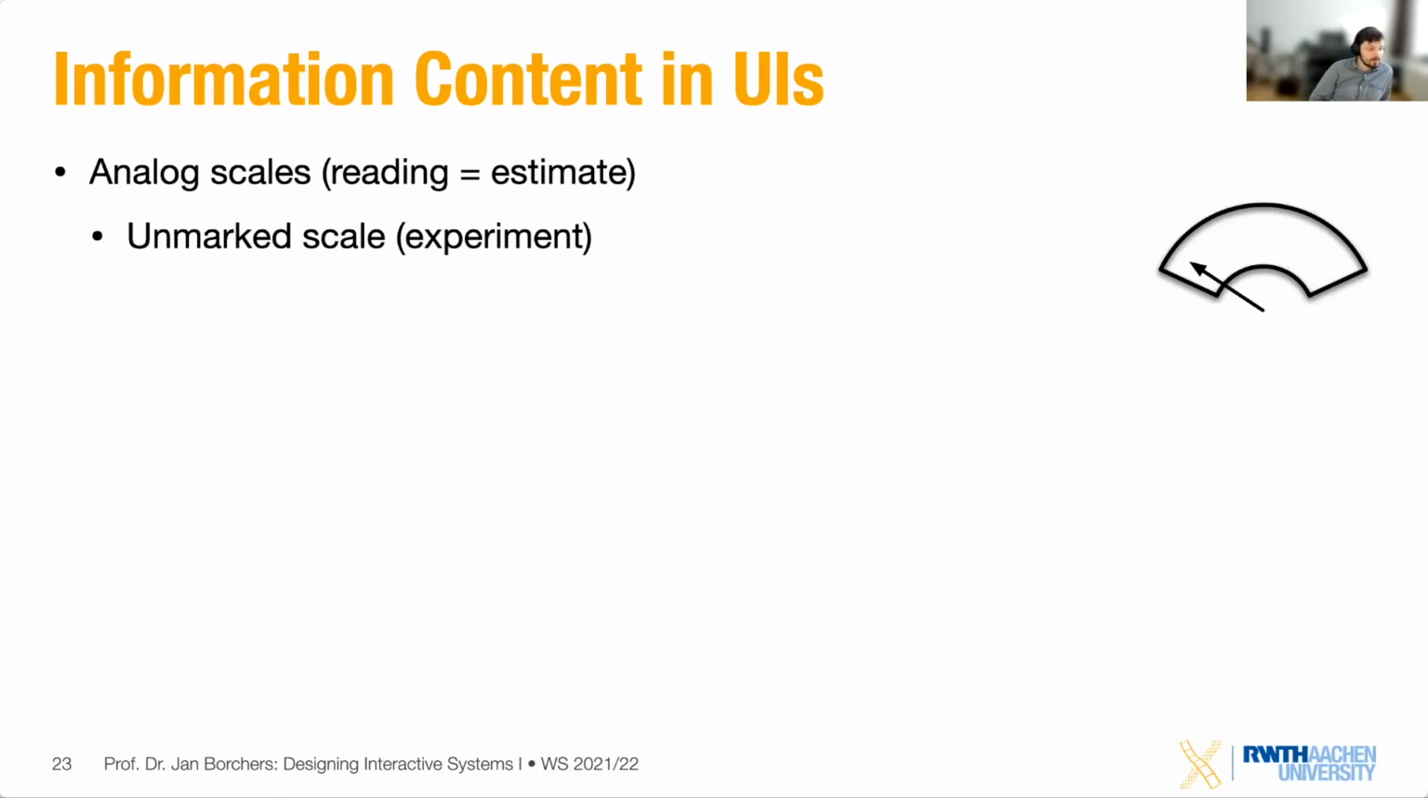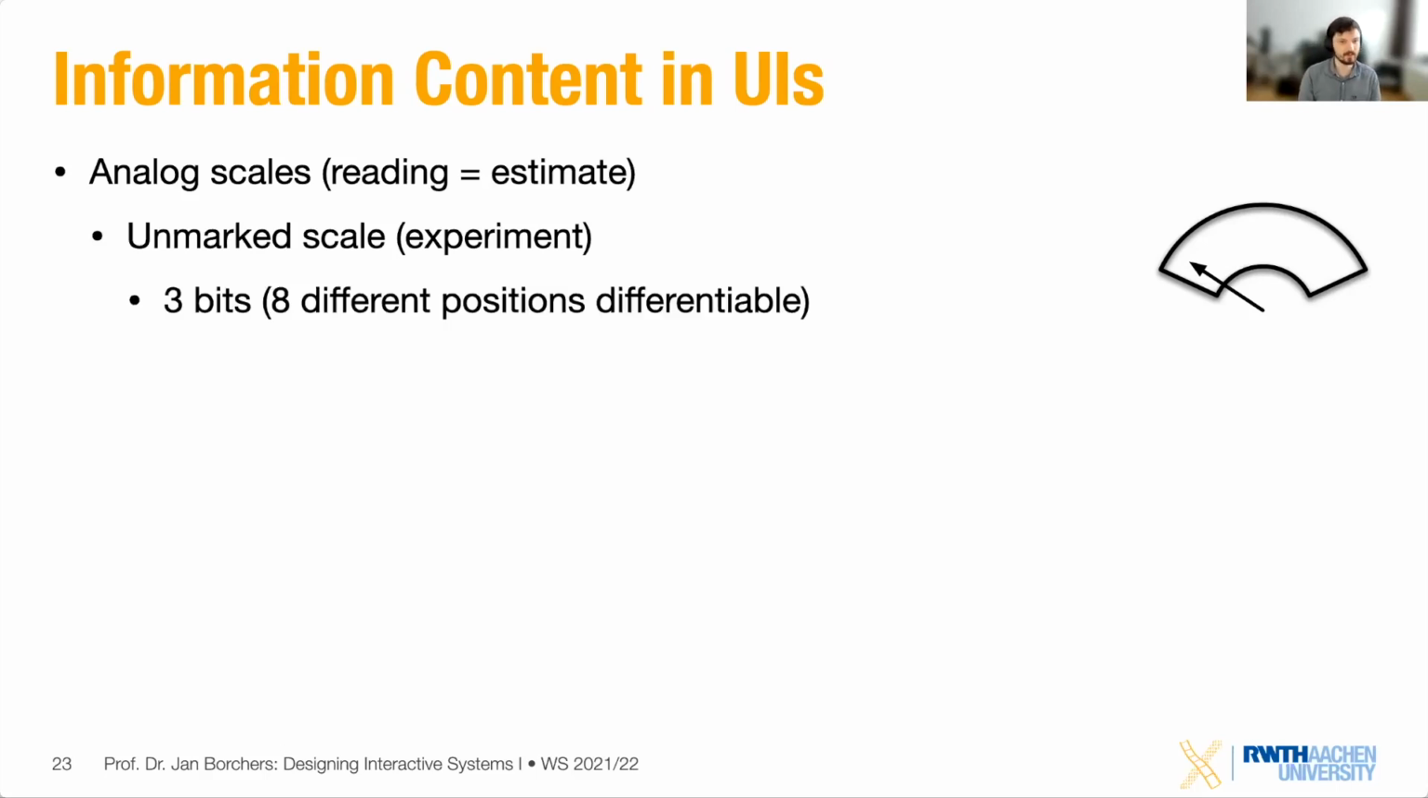And the only way to find this out is by performing experiments. And for example, giving a scale like you see here on the right to users, and asking them in which region the arrow is pointing at the moment, and identifying how many of those different positions they can distinguish. And one found out that in general, it's very easy to differentiate 8 different positions within the scale, and thus this interface would have 3 bits.